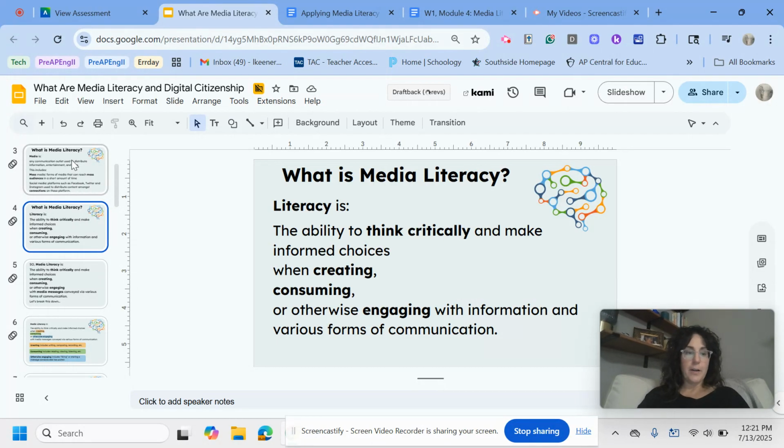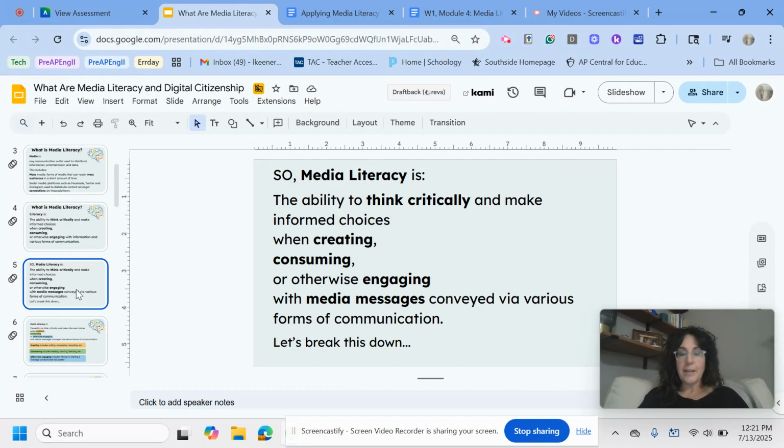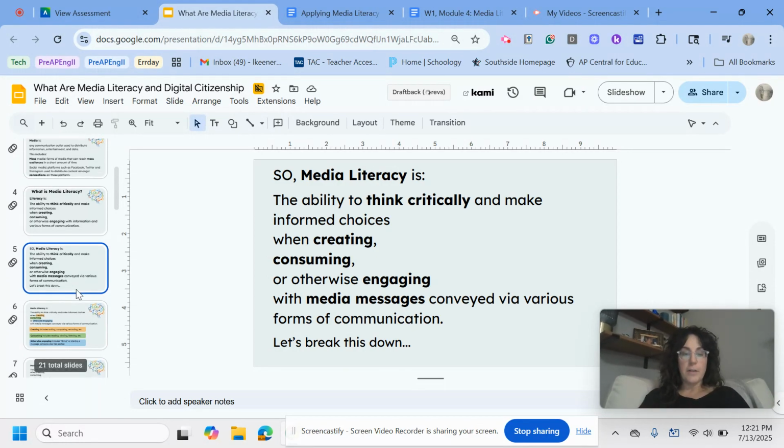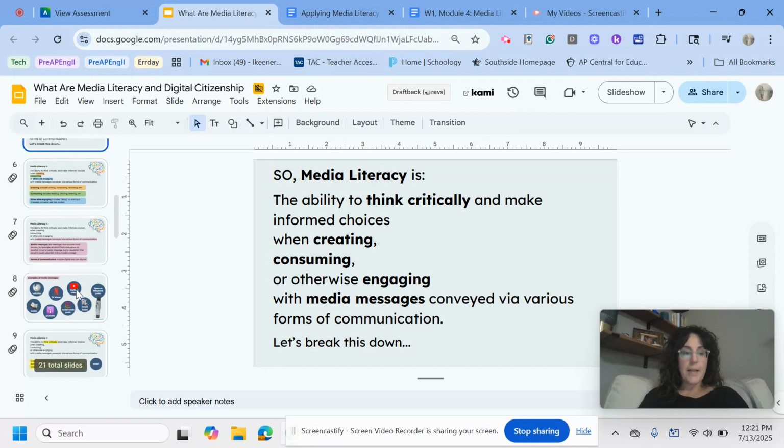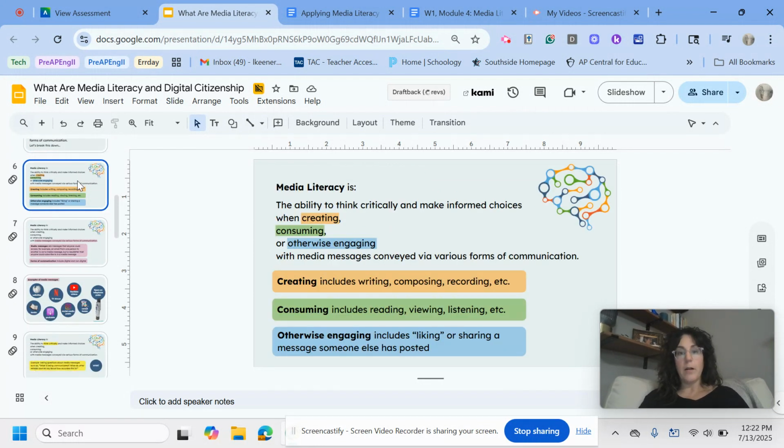So whenever we put together our definition of media and our definition of literacy, we come up with media literacy is the ability to think critically and make informed choices when creating, consuming, or otherwise engaging with media messages which are conveyed via various forms of communication. Then I have a few slides, again, taken from the OER Commons lesson plan that I'll talk about at the end of the presentation that really looks more in depth at what creating is, what consuming media is, and how we can otherwise engage in media, just probably in ways that students don't even realize that they do.